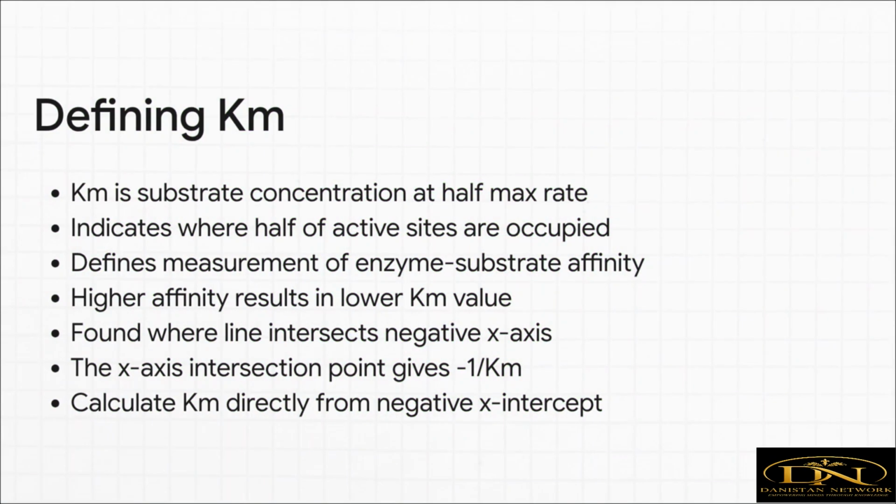And we can find this effortlessly on our double reciprocal plot. Look at where the straight line intersects the negative x-axis. That x-axis intersection point gives us the value of negative 1 over Km, allowing us to calculate Km instantly.